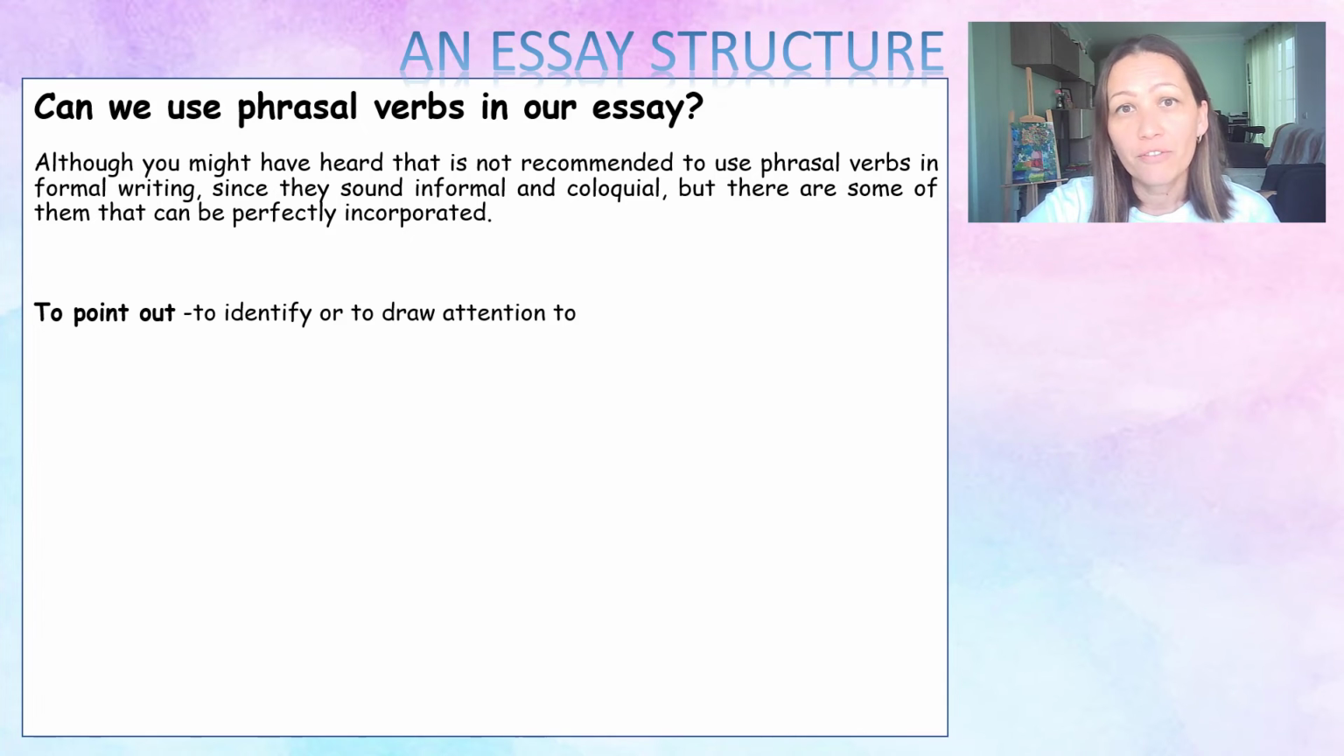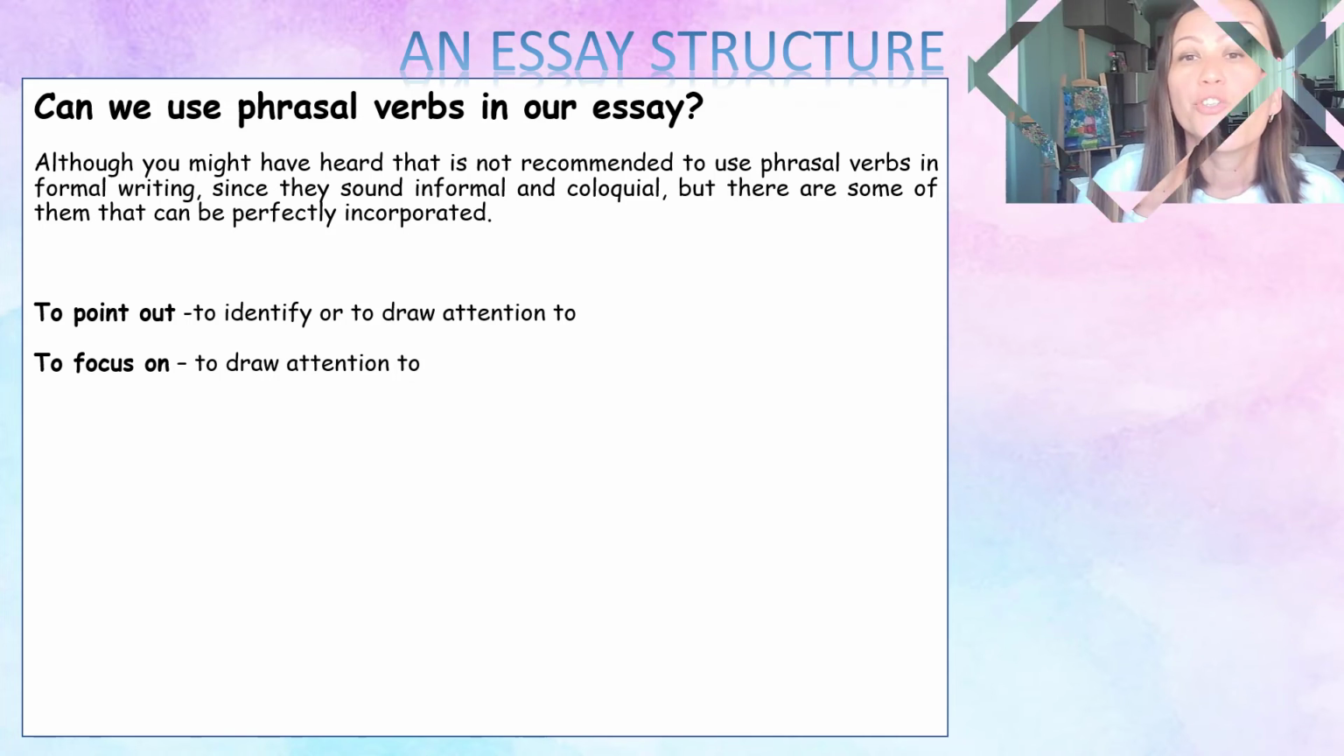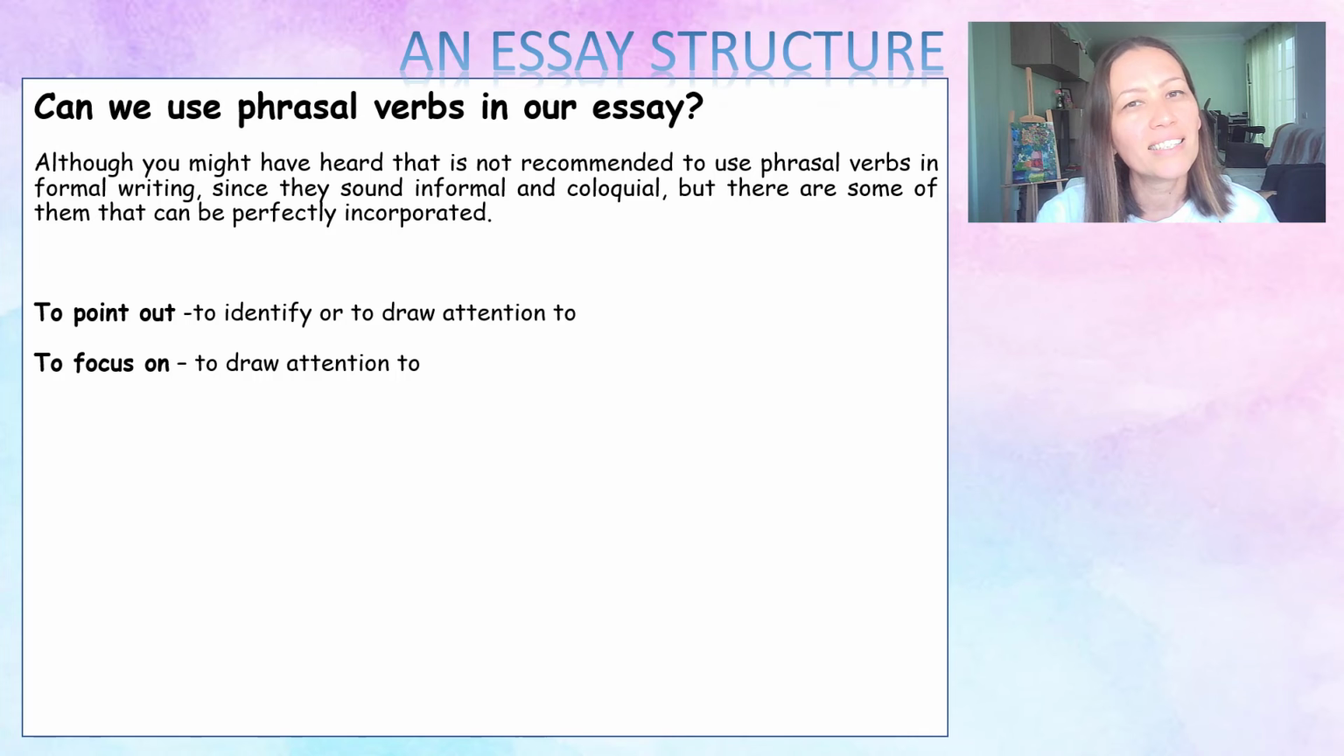The first phrasal verb is to point out. To point out means to identify, to draw attention to something. So if you want to introduce your point and if you want to draw readers' attention to your point, I recommend you to use this phrasal verb. To focus on is another useful and handy phrasal verb to draw the attention of your reader.